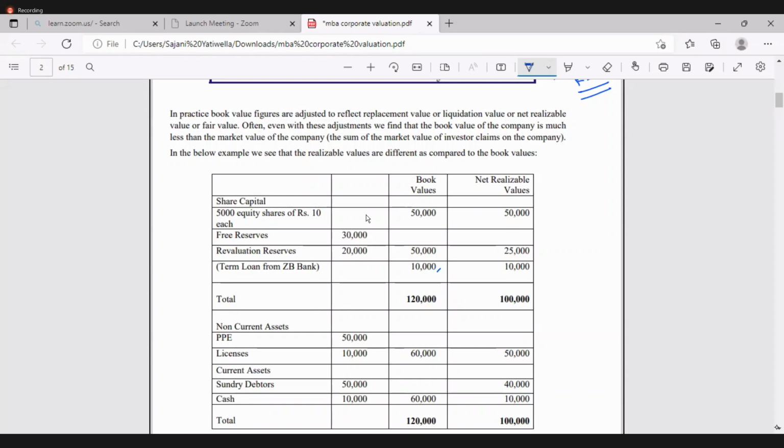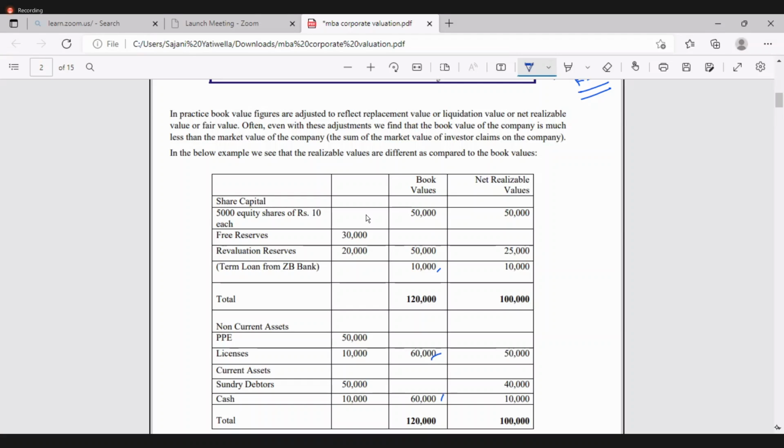Non-current assets means long-term assets. Property, plant and equipment, 50,000. Licenses, 10,000. Altogether, 60,000. Then current assets: sundry debtors and cash, both together 60,000. For net realizable value, starting with the long-term assets, the reported value is 60,000, but in the market the net realizable value is 50,000, which is less than the reported value.